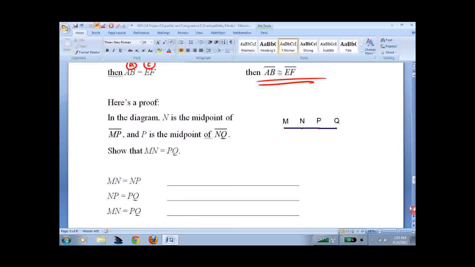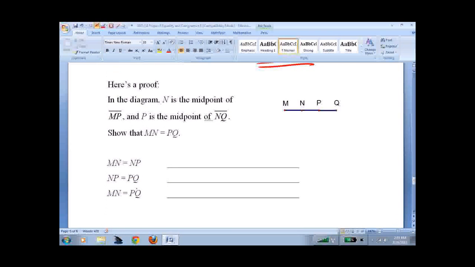Write it in as reasons. It's very confusing because people don't naturally take to proofs. They have to be led to them. So for example, N's the midpoint and P's the midpoint of these different chunks. We can prove that MN, this chunk, is equal to this chunk. And remember, that means the distance between M and N. Well, the first two are just midpoint definitions.